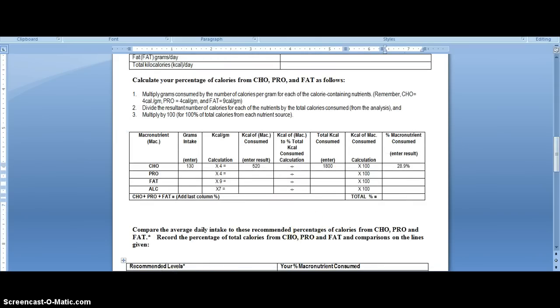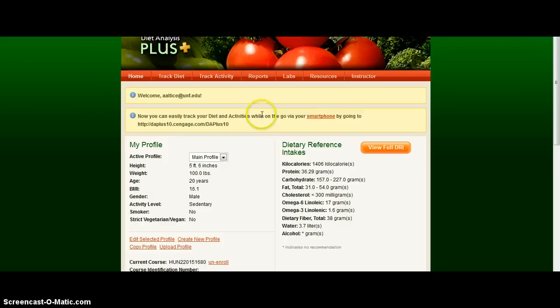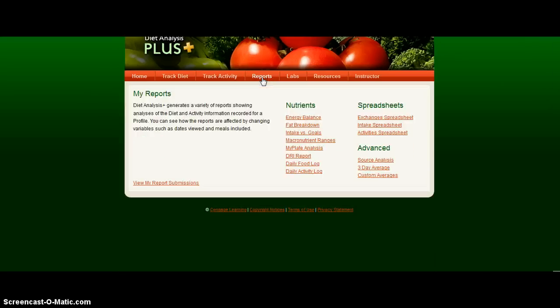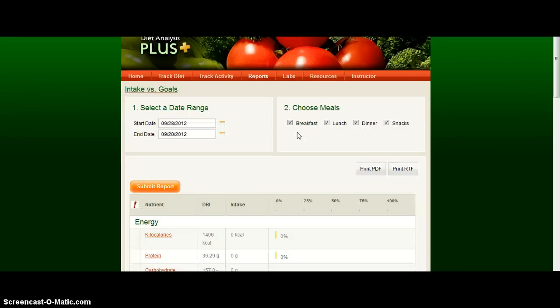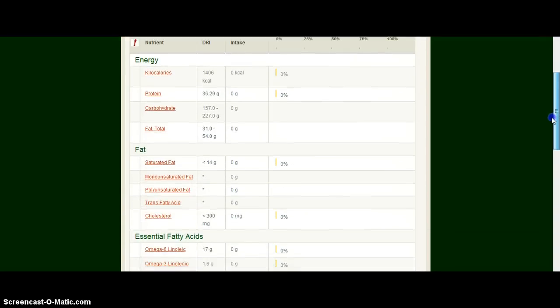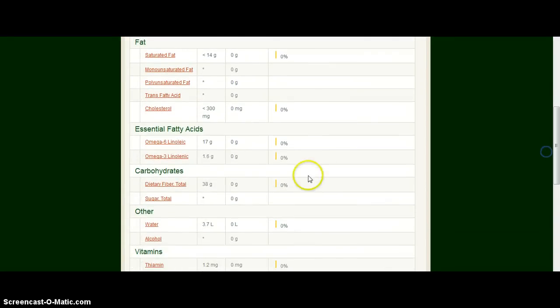If you're wondering where you find the grams of alcohol, again, you have to go back to the reports. Click on the intake versus goals report, and you're going to scroll down to where it says Other. And if you had any alcohol, then it'll be recorded in grams here.